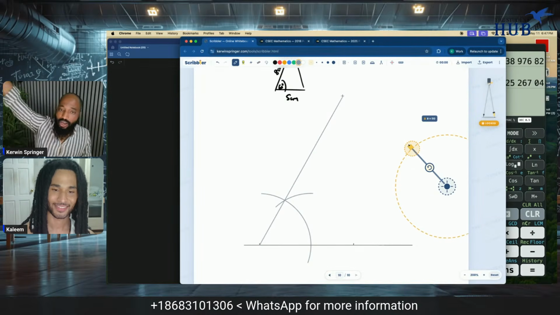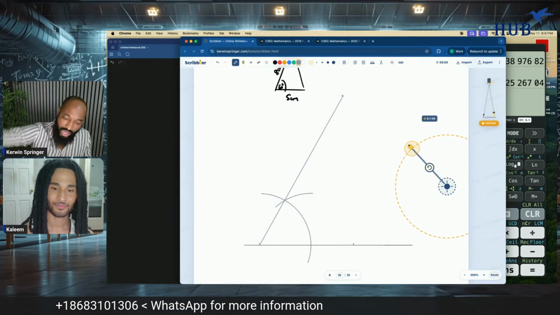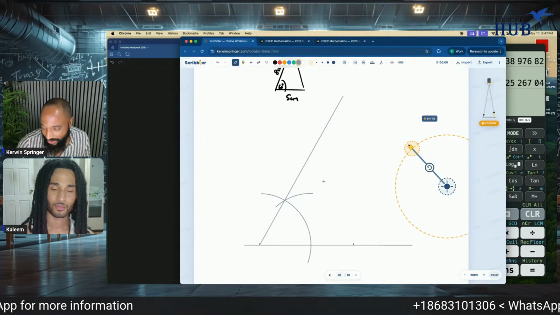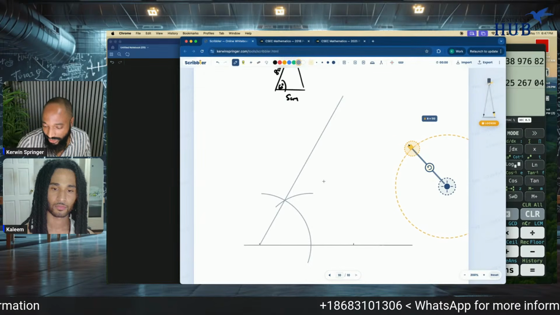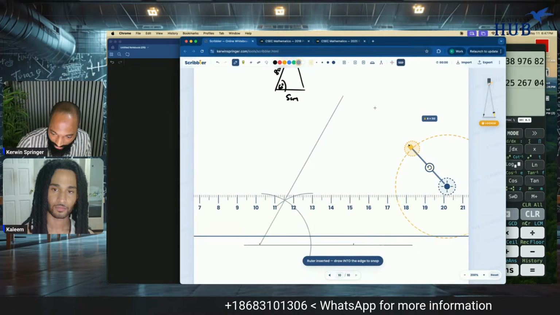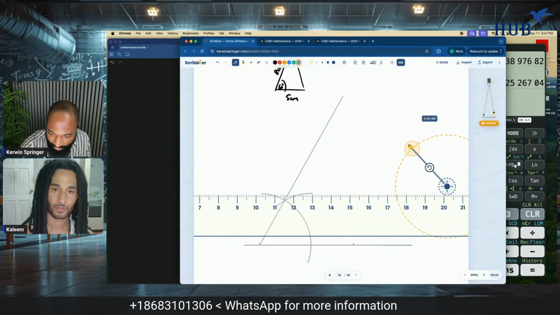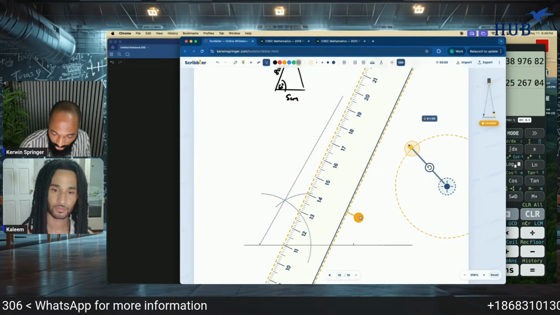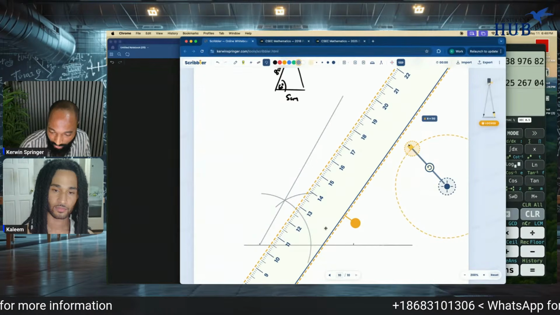And you notice how I overshot it again. I just went and it didn't stop at 8. I'm not trying to get it perfect the first time. I'll darken it. They want to see my construction lines. And then if I were you all, I would use the ruler now to measure off this last bit here.